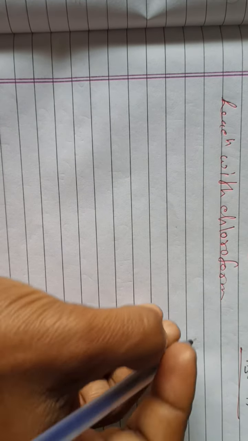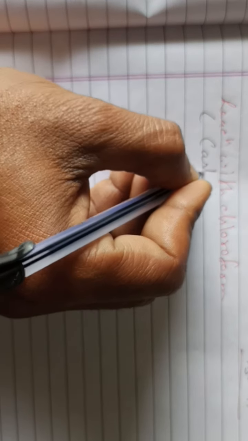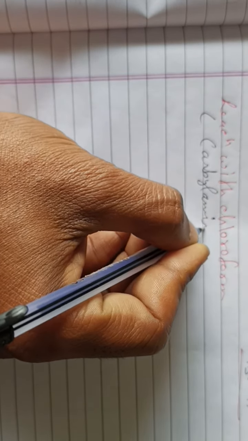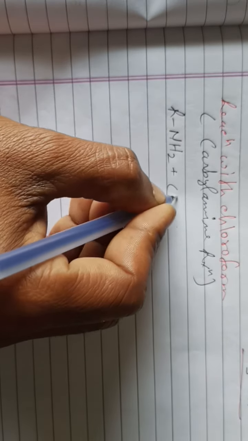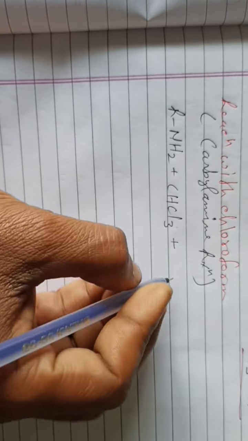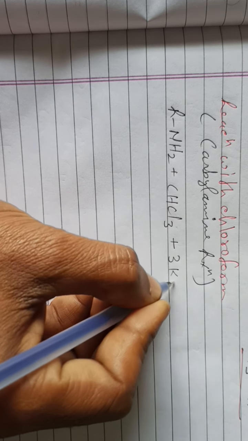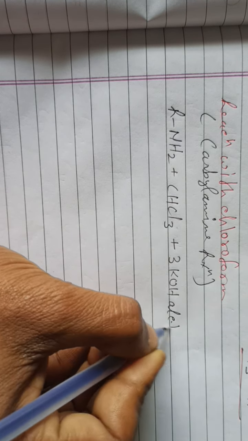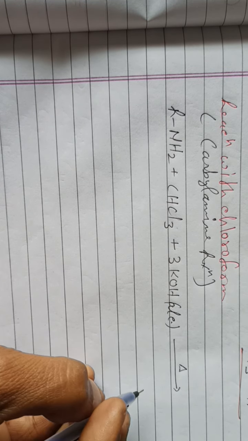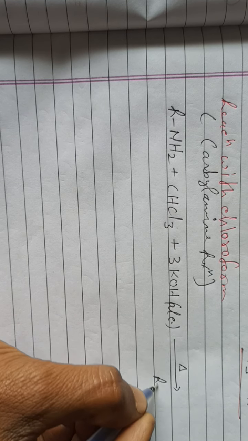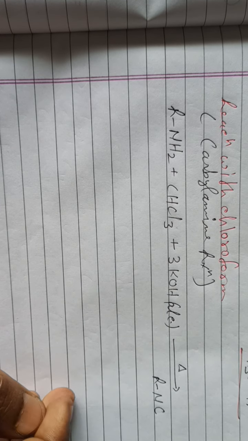This reaction is also known as the Carbylamine reaction. In this reaction, a 1 degree amine reacts with chloroform and KOH. This KOH is used as alcoholic KOH, and upon heating it gives alkyl isocyanide.